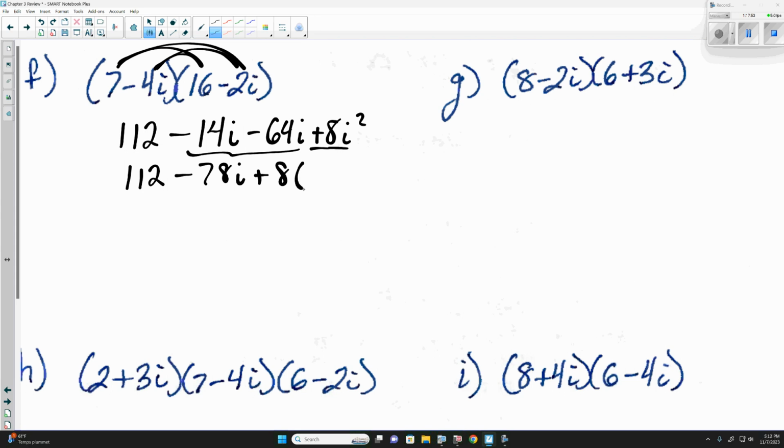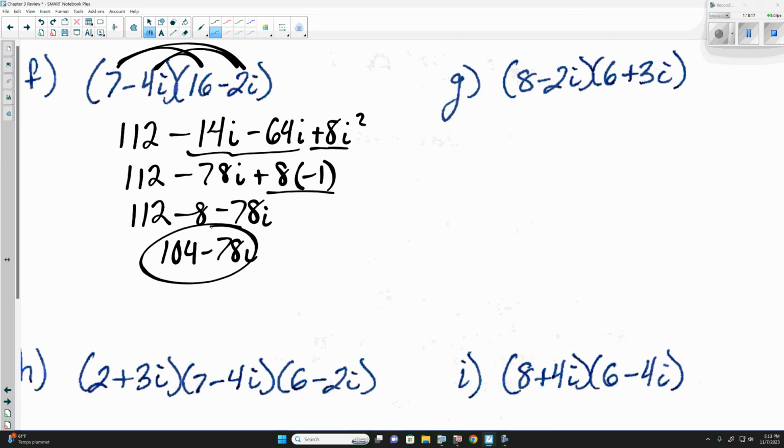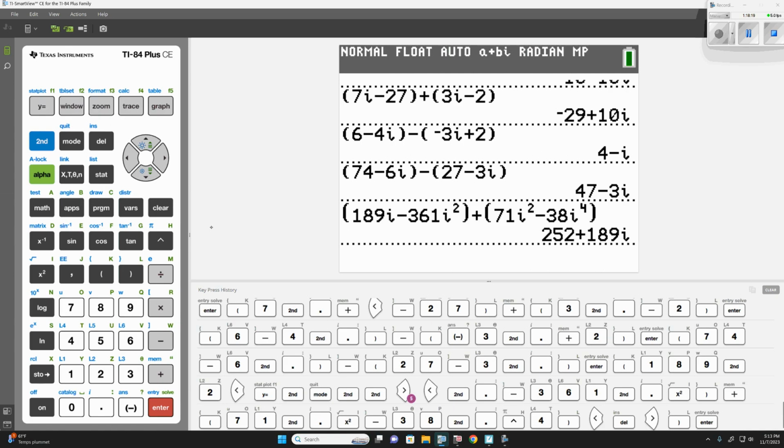Plus 8. Our i squared is negative 1. Our 8 times negative 1 would be negative 8. Minus 78i. Negative 8 plus 112, or 112 minus 8, is 104, minus 78i. And that's our answer. Now, if we want to type it into the calculator, I would type it in exactly as it's written.